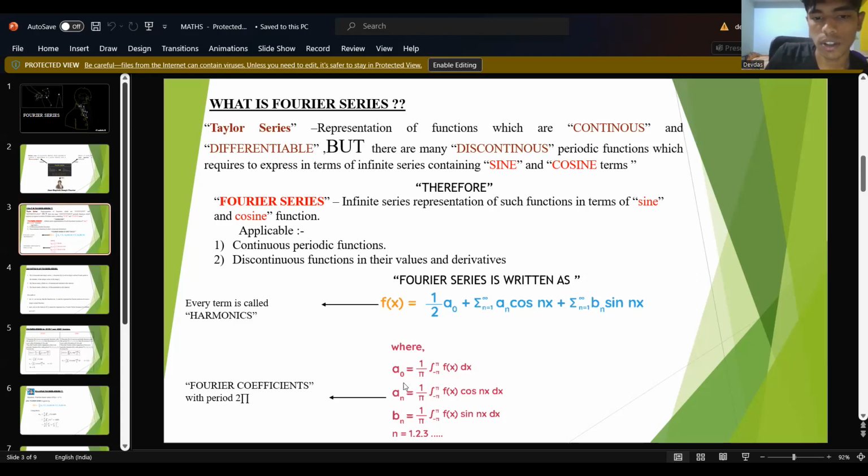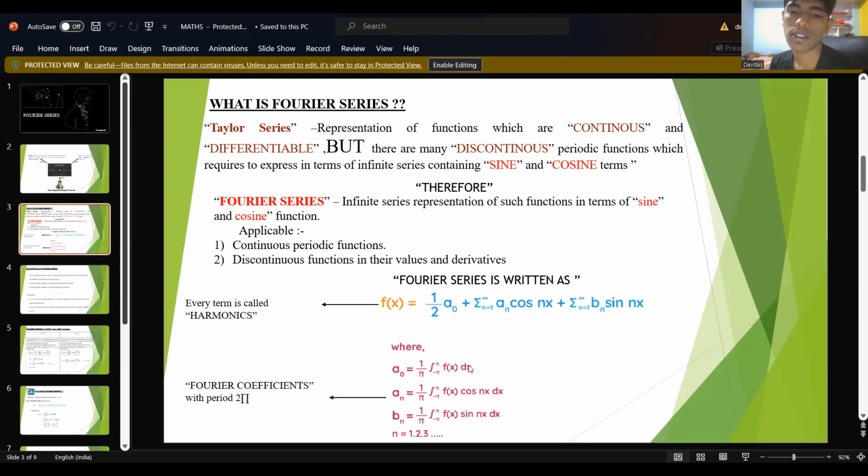So this is the blue highlighted equation. This is the Fourier expansion. f of x is equal to 1 by 2 a naught plus the summation from n equal to 1 to infinity of a n cos nx plus the summation from n equal to 1 to infinity of b n sin nx. I'll tell you what a naught, a n, and b n are. You see, a naught, a n, b n are the coefficients, and n is a positive integer.